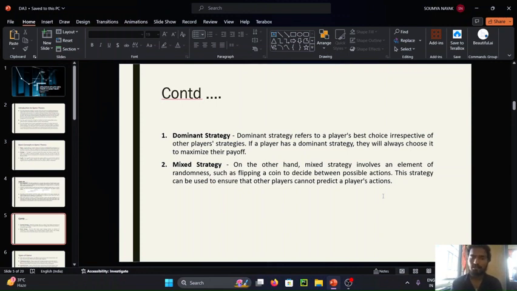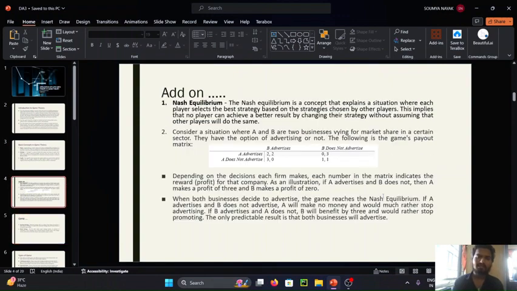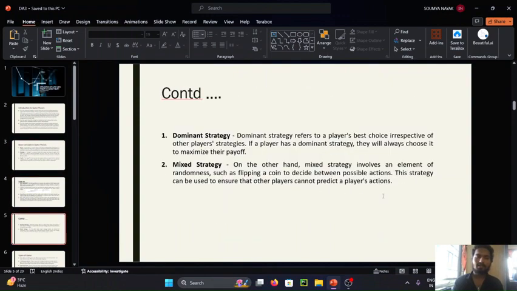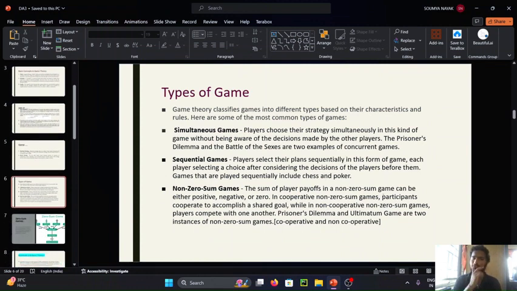And mixed strategies, on the other hand, involve an element of randomness, such as flipping a coin to decide between possible actions. This strategy can be used to ensure that other players cannot predict a player's action. So these are the basic concepts of game theory and the derived concepts of game theory. Now, how many types of games can we have?